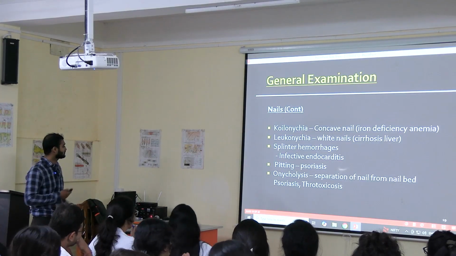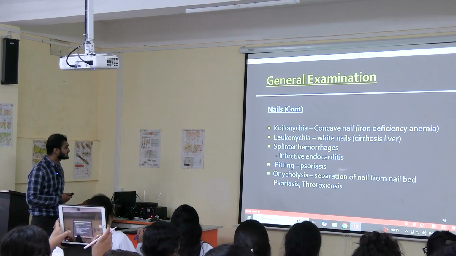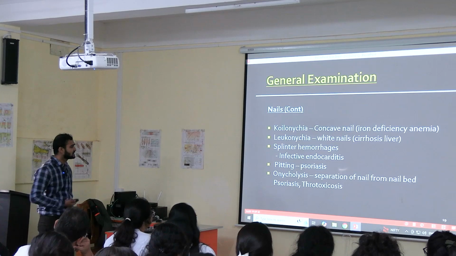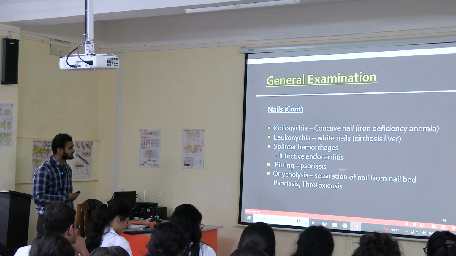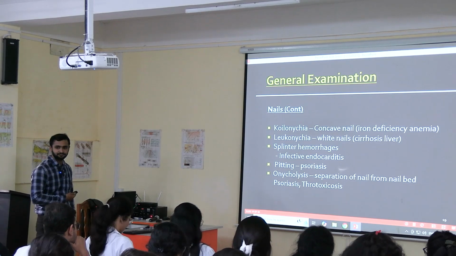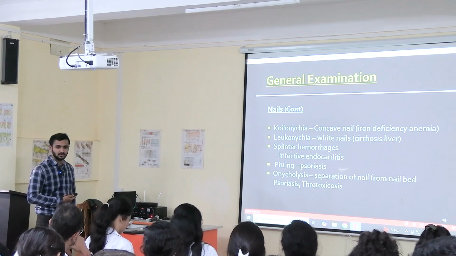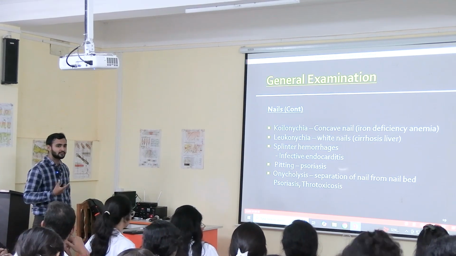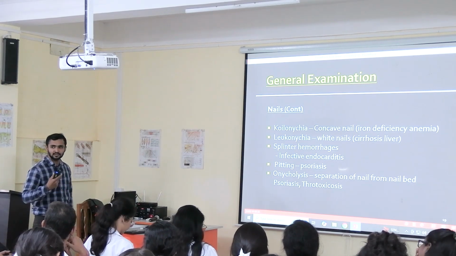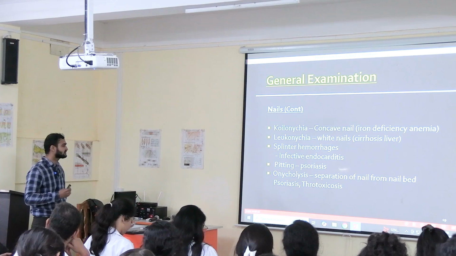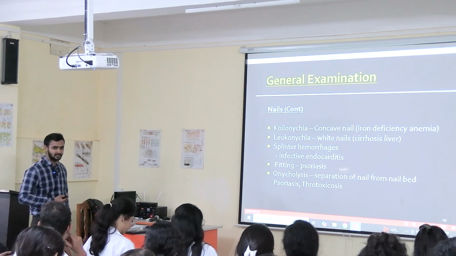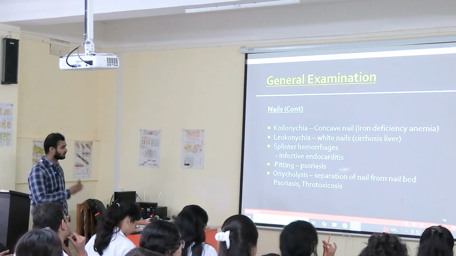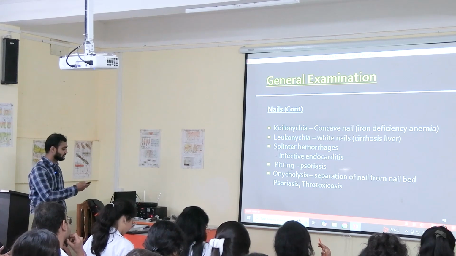One condition is known as onycholysis, which is separation of the nail from its nail bed, which is also seen in psoriasis and thyrotoxicosis. What is thyrotoxicosis? An increase in thyroid hormone. When you hear the term toxicosis, it means there is toxicity. When anything in your body is beyond the normal range or elevated very high, we can say it is toxic. So thyrotoxicosis means thyroid hormone is increased very much.